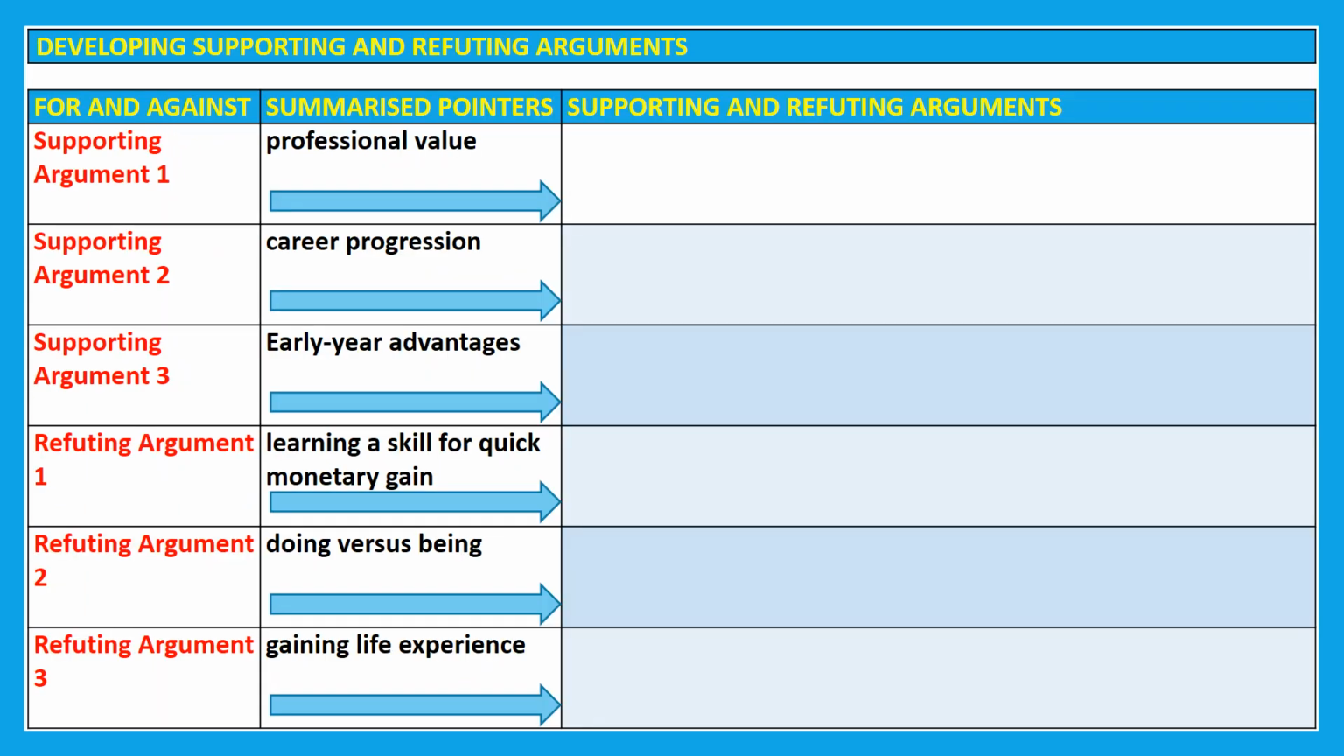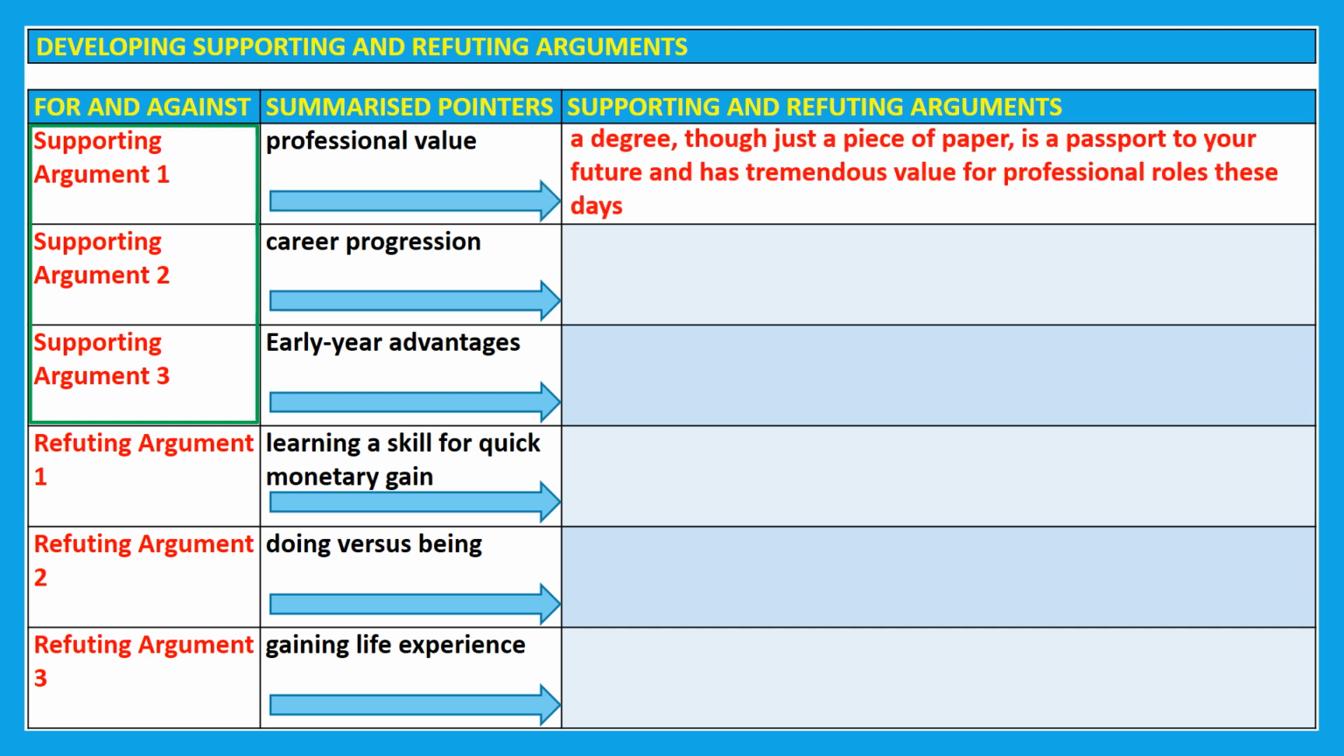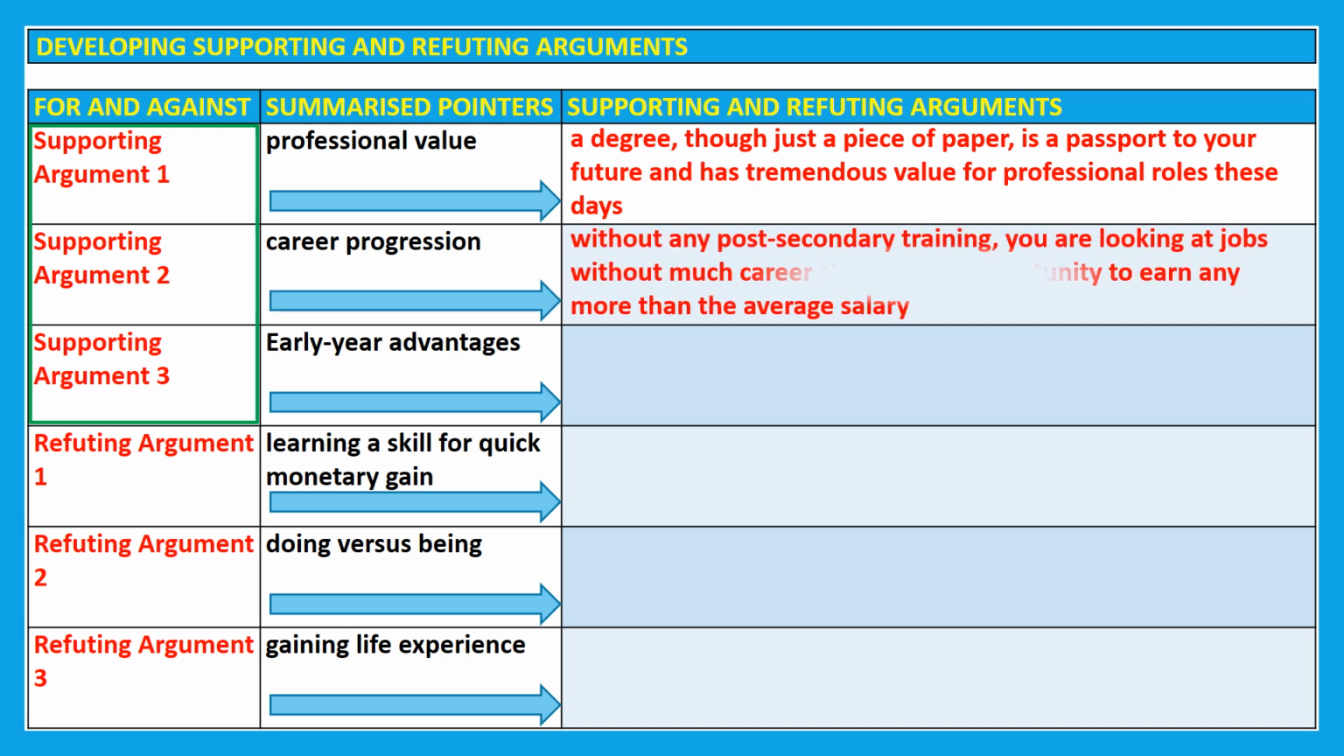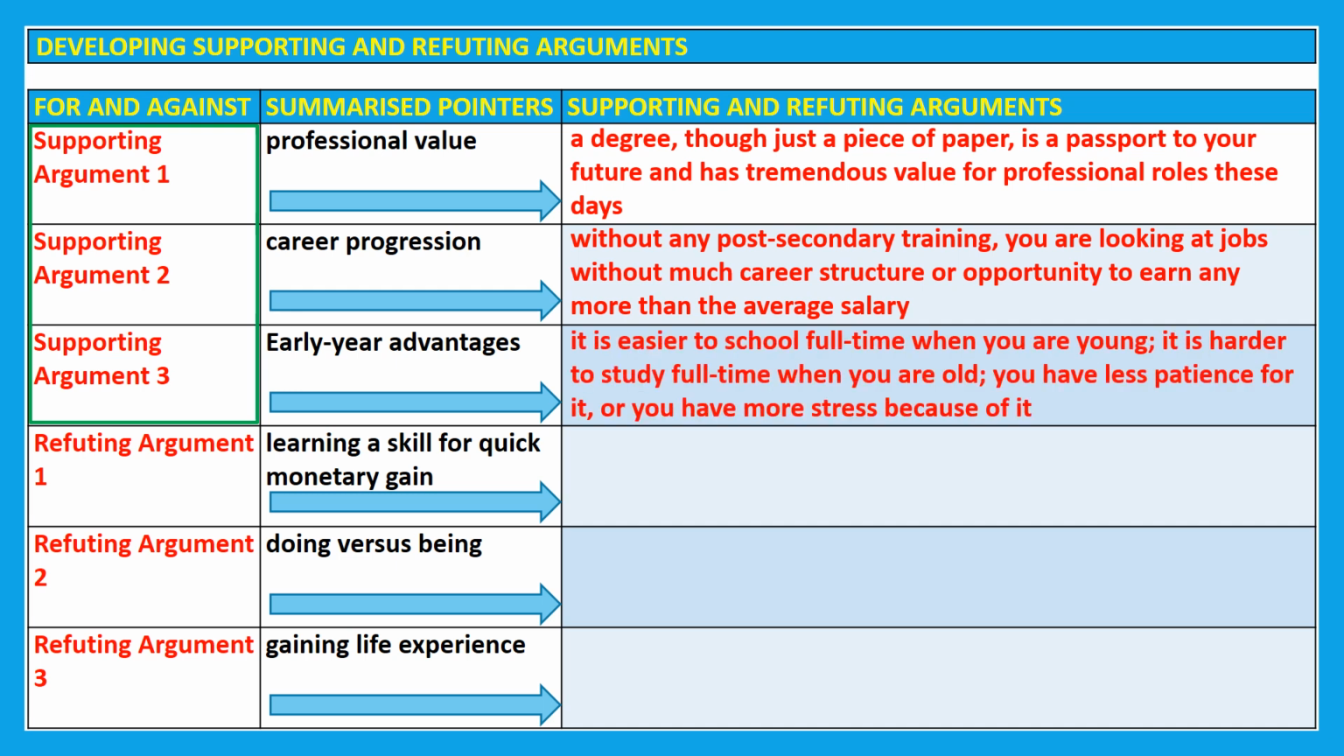Let's start working with body paragraphs, the supporting and refuting arguments. To support your claim, develop professional value into a fully developed line of reasoning. Transform career progression into a compelling and persuasive argument. Leverage early career advantages into a powerful and convincing justification.